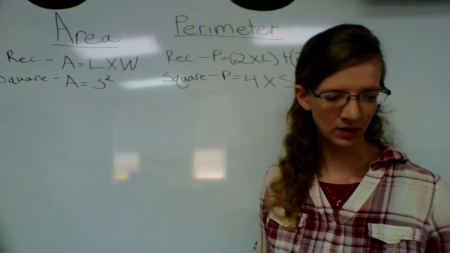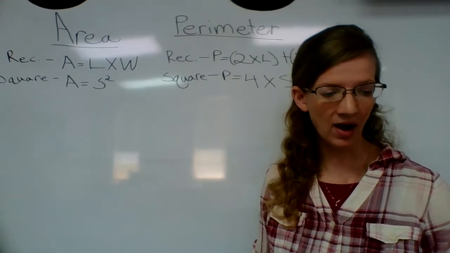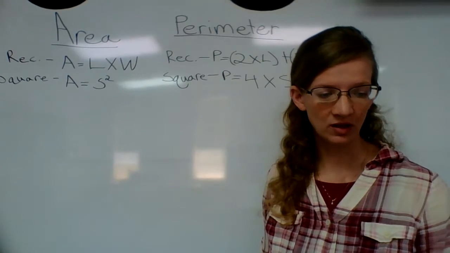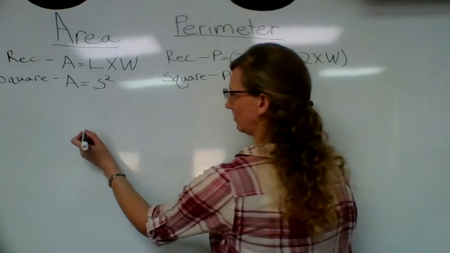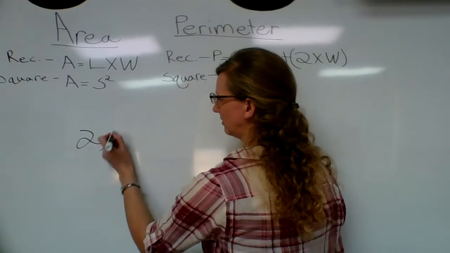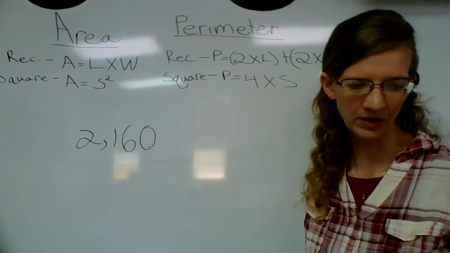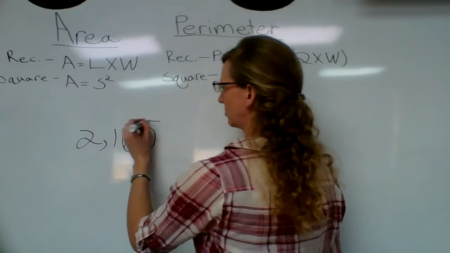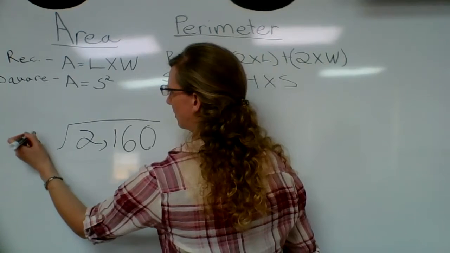2,160 miles? So we have 2,160 miles, and we want to know how many inches that is. We know that 1 inch equals 80 miles. So what we're going to do is write 2,160, and we know that each inch equals 80 miles. So if I want to know how many are in here, I'm going to divide this by 80.